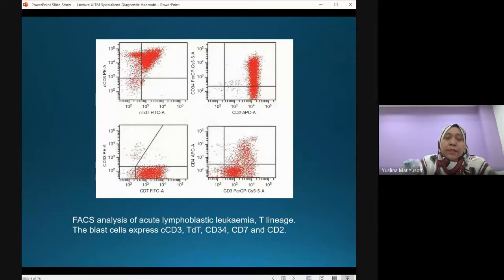So this is what we get. This is the analysis of T-lineage acute lymphoblastic leukemia. Using flow cytometry, we can actually already diagnose the acute leukemias.